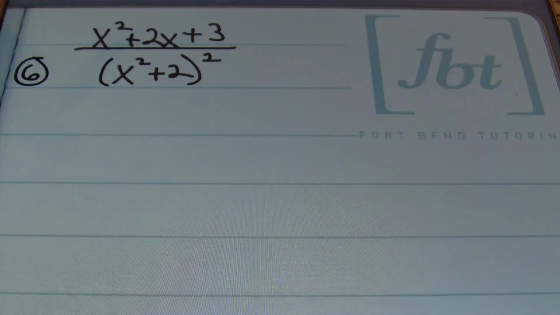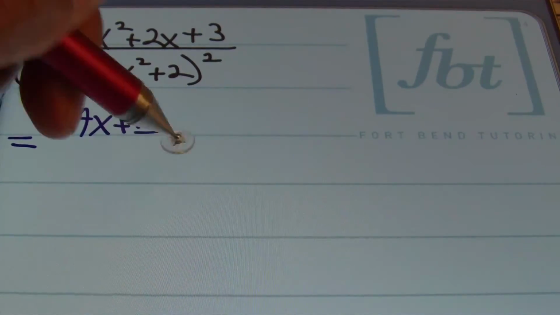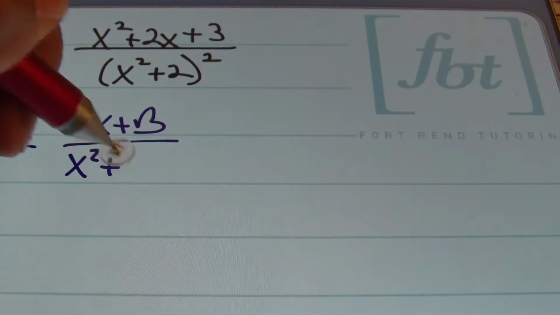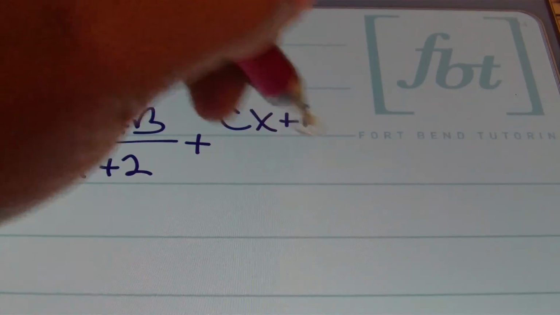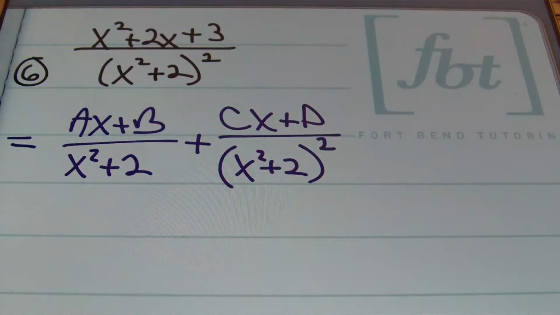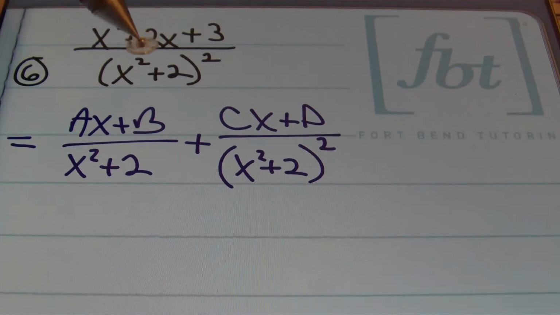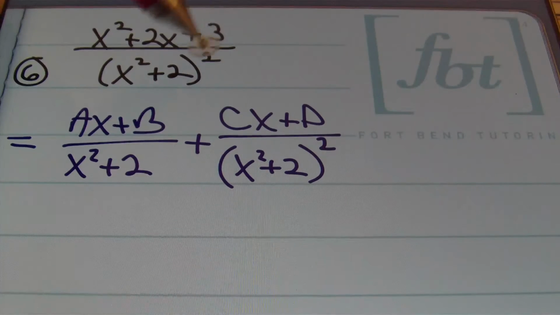So what you want to do when you set this up is the following. You want to have the first one set up as (ax + b) over (x² + 2) plus (cx + d) all over (x² + 2)². Okay, so remember, whatever your highest exponent is, if you have a repeated factor, you start out with the first power and you keep going up until you reach that highest amount that you have as an exponent. Okay, so this is our setup for this problem.